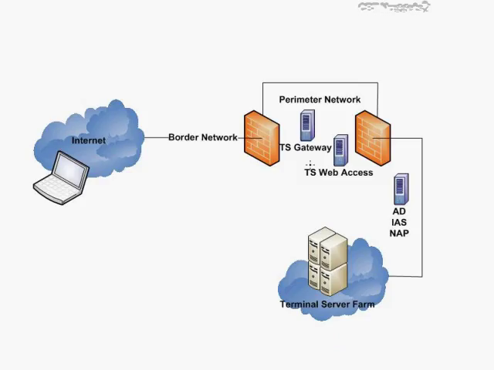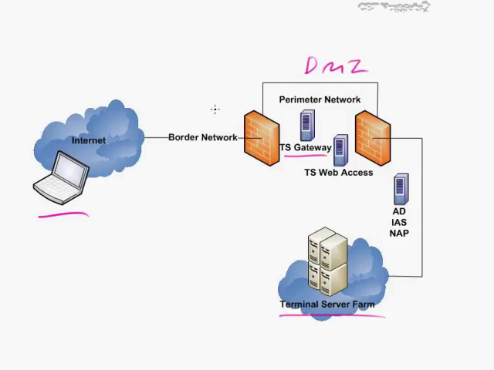The way this works here would be that you'd have a client out here, and they will connect to, say, a border network. This is just a network that's on the outside of my own infrastructure. This is where my perimeter network is, also known as a DMZ or demilitarized zone. And I'll have Terminal Services Gateway here. This Terminal Services Gateway knows where my actual terminal server farm is.